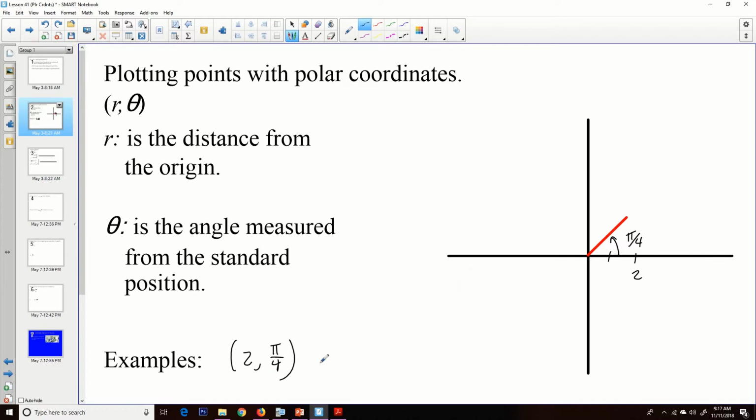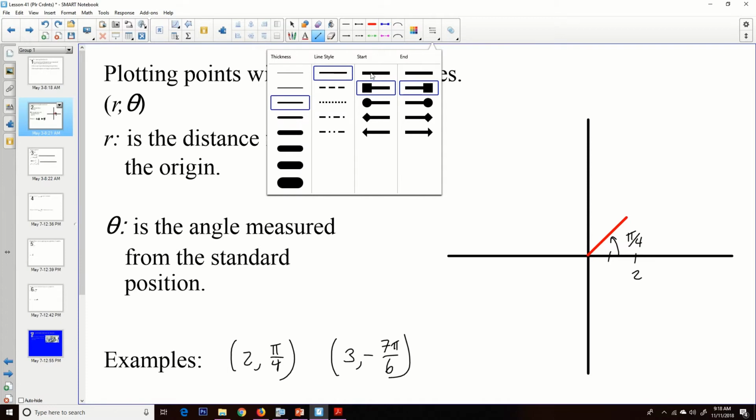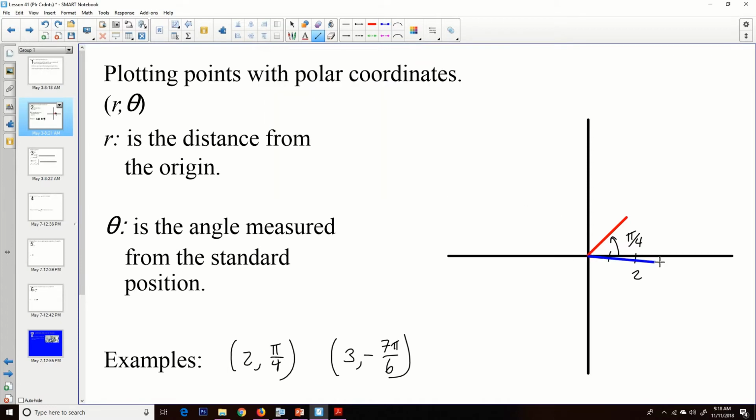Now we can also go negatively. So let's say I said 3 and then negative, let's go 7 pi over 6, I guess. That'll work. So I come back over here. Let's use blue this time, and let's change the line, make it a little smaller. That works. And so this time, I'm going to come out 3 units, and I'll make that mark. I'll come back negatively 7 pi over 6.